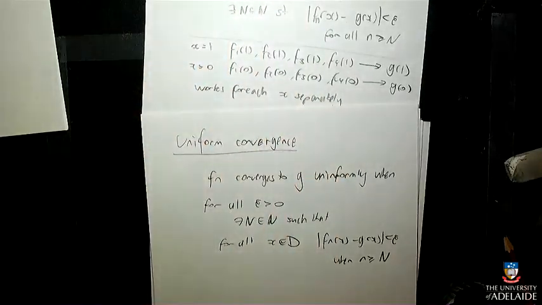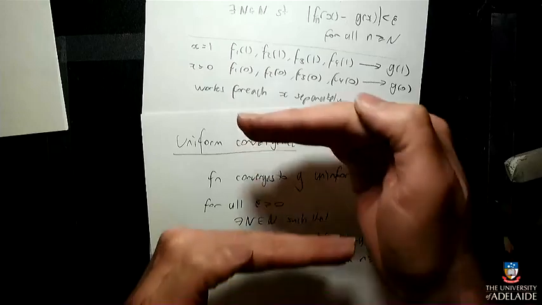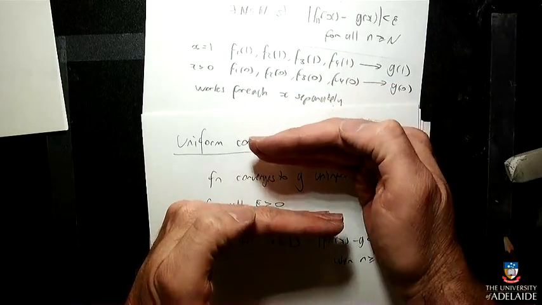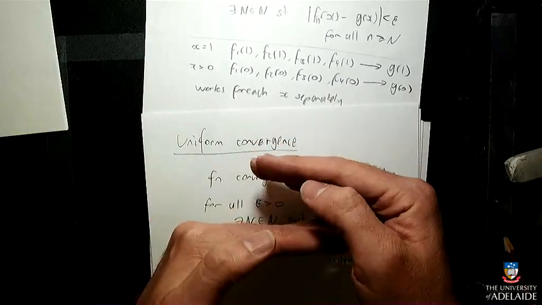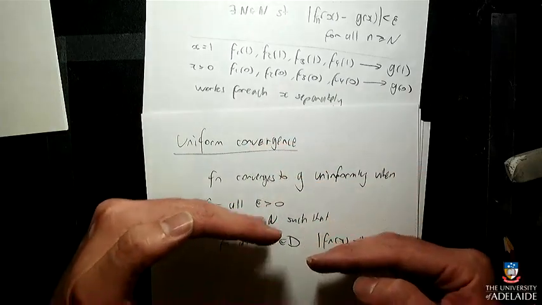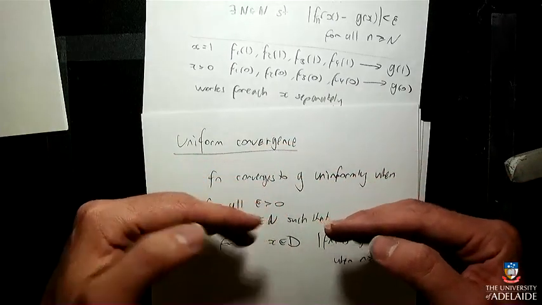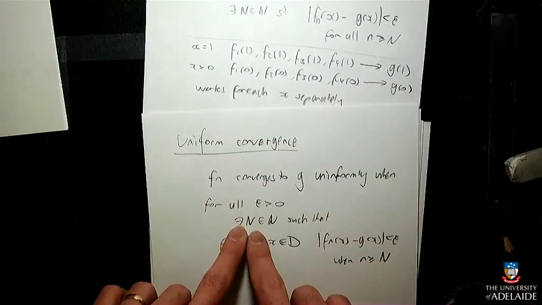Yeah. So what I want to do is choose the distance that I want to be away from the target function. I want to choose that distance, and I want all of my function values to get within that distance at the same time, at this N here.